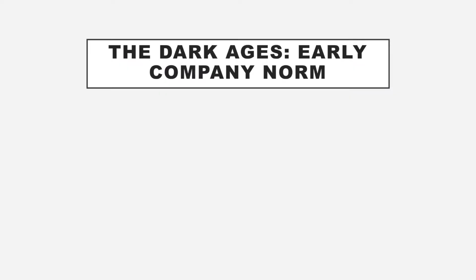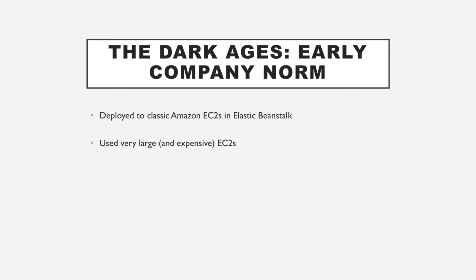First, the early days of Company Norm, the dark ages. At the start, we deployed Company Norm to traditional EC2 servers on Amazon's Elastic Beanstalk platform. Because the first iteration of CNorm was so large and compute intensive, we had to use some of the biggest instance types available, which are quite expensive.